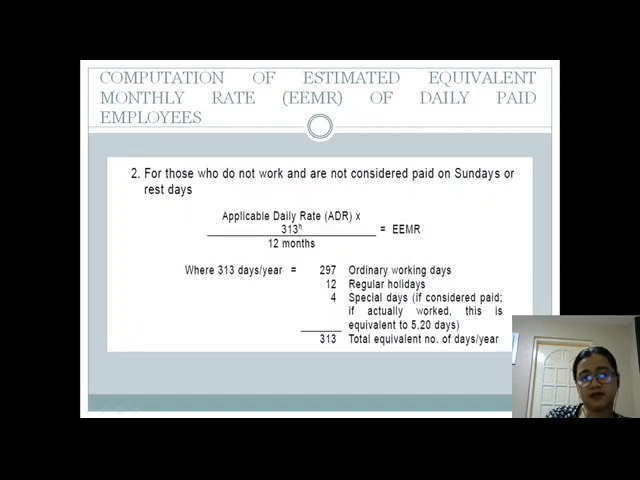Then we also learned the 313 scheme or factor. These are those employees who are given one rest day in a week. For example, Monday to Saturday, they work for 6 days and then they have their rest day on Sundays. So they follow the 313 scheme.